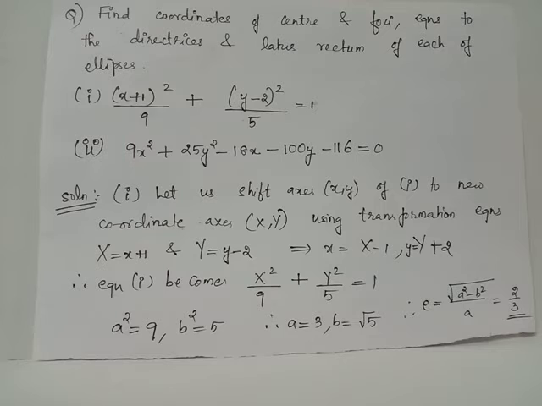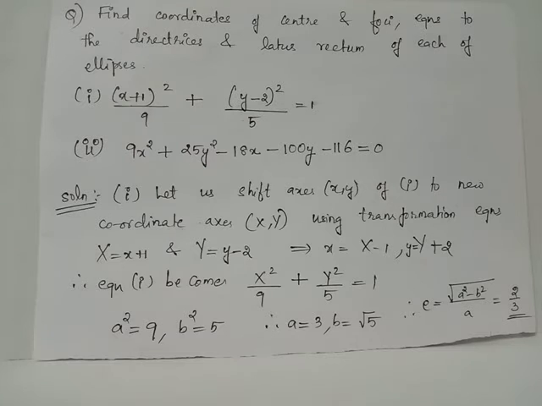Therefore, we have length of latus rectum for either of axis, whether it is original axis small x small y or new axis capital X capital Y. The length of latus rectum will be 2b square by a, which is 10 by 3.